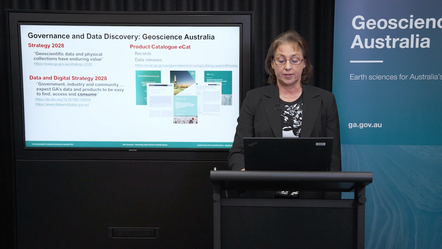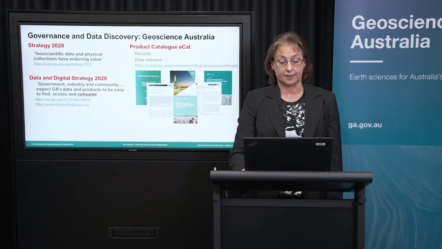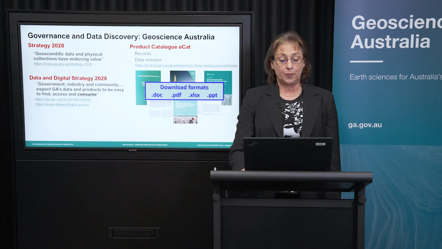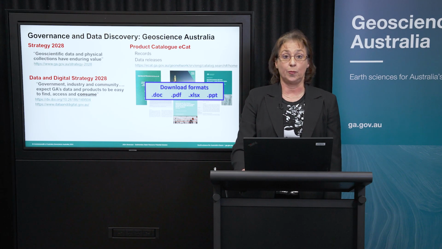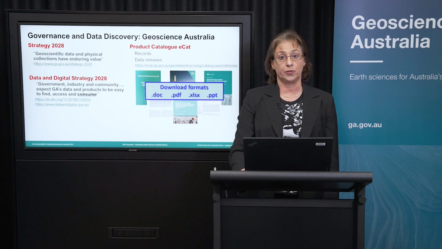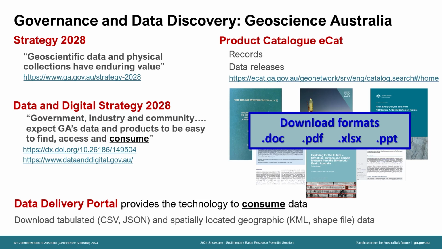We have a product catalogue, ECAT, which provides our records and data releases. The output for these are in Word, PDF, Excel or PowerPoint documents. They're easily read by humans, but not by machines. As Mark Webster went on to explain, the data delivery portal provides the technology to consume data, downloaded tabulated data and spatially located geographic data files.